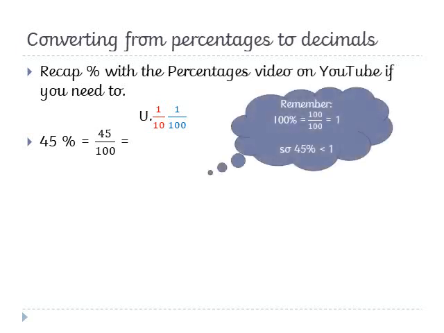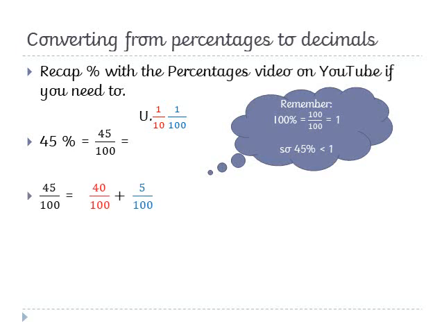So I can remember that 100 out of 100 is 100%, which is the whole thing, it's 1. So if I only have 45%, that's less than 100%. So my decimal is going to be less than 1. So I already know that my units column is going to be 0. It's going to be less than 1. I just need to work out what goes in the tenths column and what goes in the hundredths column.